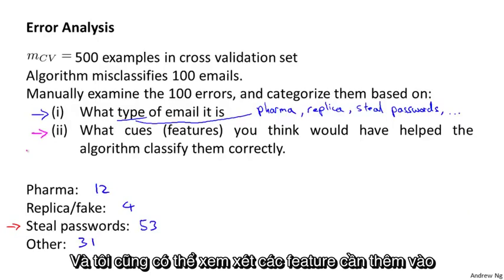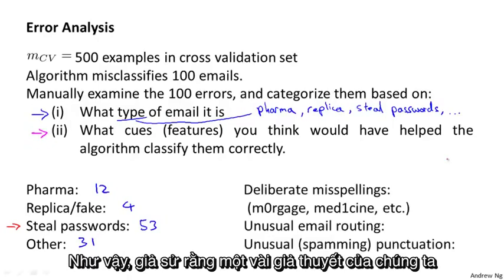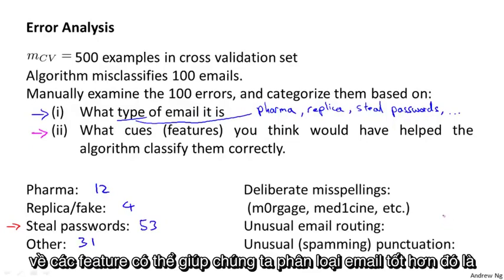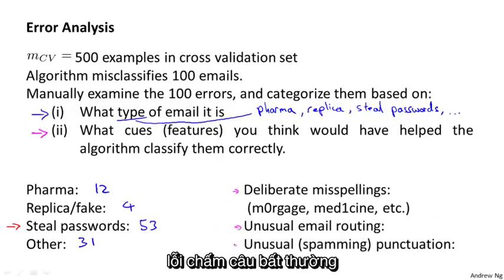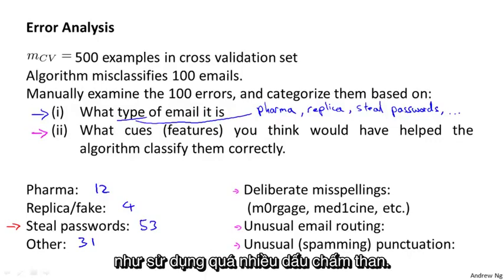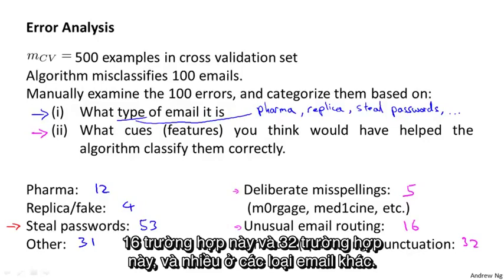And also what I might do is look at what additional features might have helped the algorithm classify the emails. So let's say that some of our hypotheses about features that might help us classify emails better are trying to detect deliberate misspellings versus unusual email routing versus unusual, spammy punctuation, such as if people use a lot of exclamation marks. And once again, I would manually go through and let's say I find 5 cases of this and 16 of this and 32 of this and a bunch of other types of emails as well.